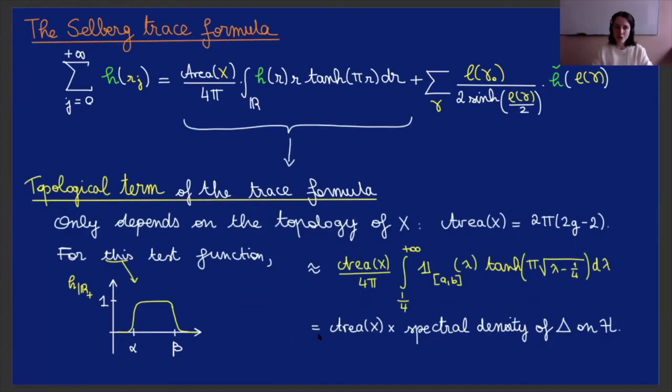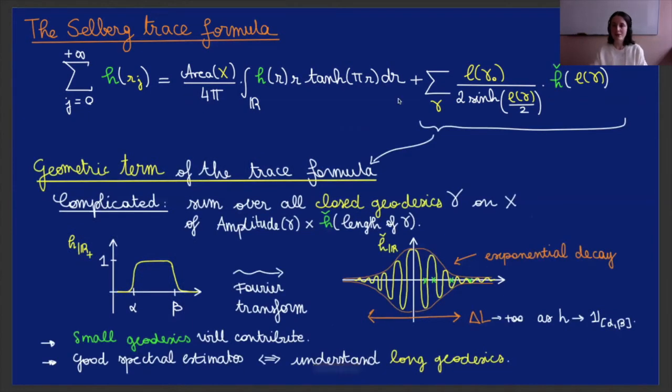The next term is called the topological term for the simple reason that it doesn't really depend on the surface. Here you have an integral with the test function, and the only place where the surface intervenes is here, but the area of the surface just depends on G, on the topology. For this test function, the one we picked so far, this term is going to be approximately this. And this is precisely the spectral density of the Laplacian. So you understand how this is a really natural thing. It's the thing that appears in this term of the trace formula. And in a sense, it's kind of comparing your surface to the hyperbolic plane.